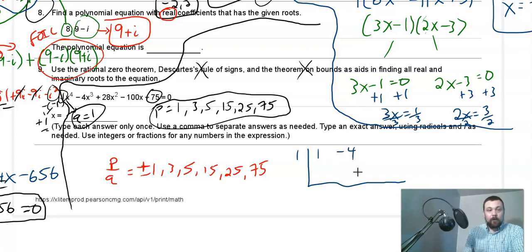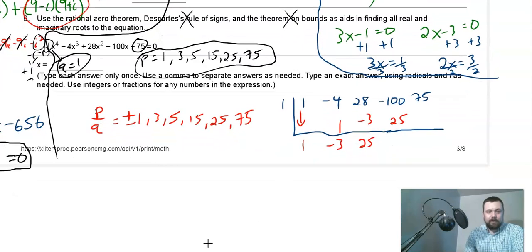So we have 1, -4, 28, -100, and 75. Right, those are the coefficients of our polynomial. We do the synthetic division. I'll drop the 1 below the box. 1 times 1 is 1. Add those together, you get -3. -3 times 1 is -3. Add those together, you get 25. 25 times 1 is 25. You add those together, you get -75.